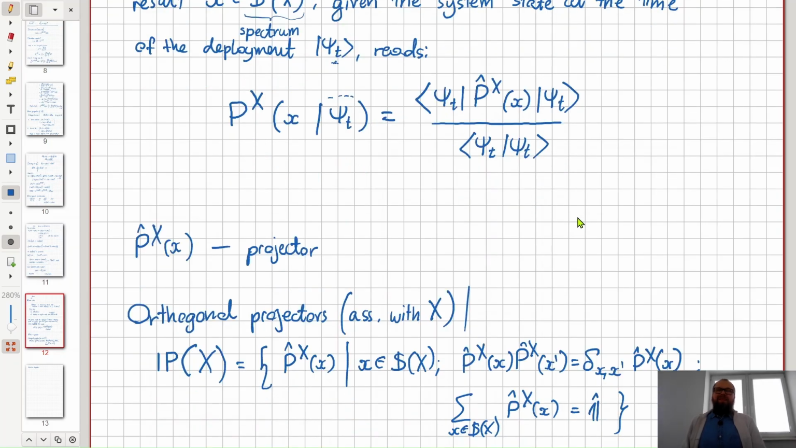Just one more question. Which one is more axiomatic, the definition of projector or the Born rule? Can you get one from the other?